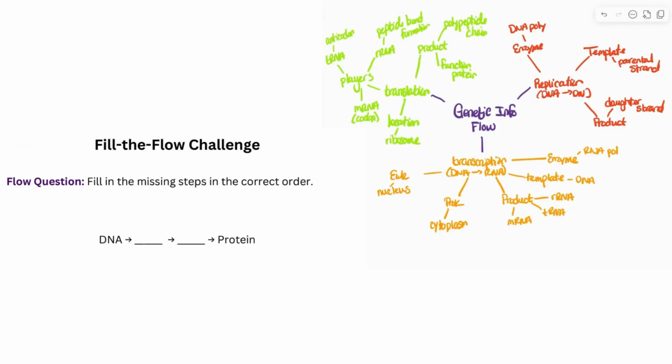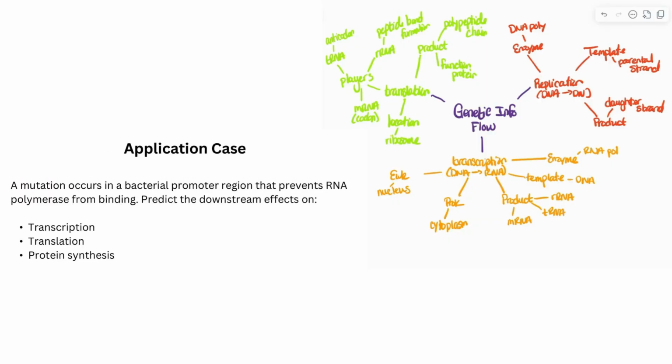Fill the flow and challenge. So fill in the missing steps in the correct order. So we have DNA, then what is the next step? And then the next step. And then the last one is protein. Application. So a mutation occurs in a bacterial promoter region that prevents RNA polymerase from binding. Predict the downstream effects on transcription, translation, and protein synthesis.